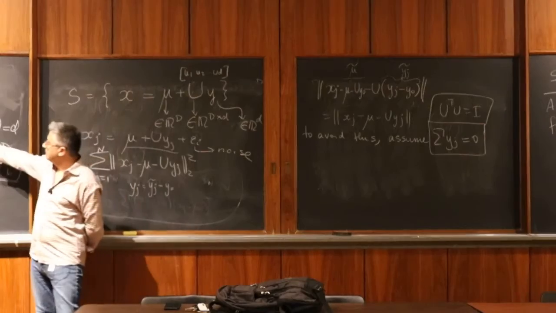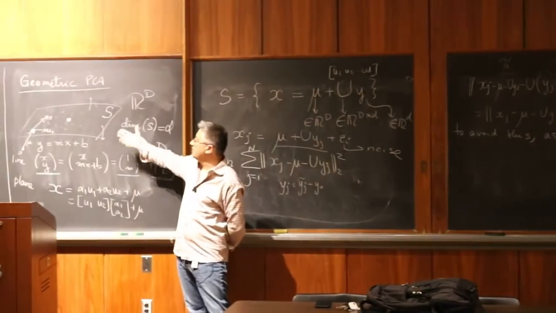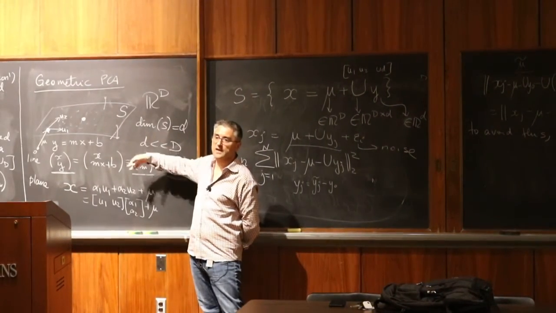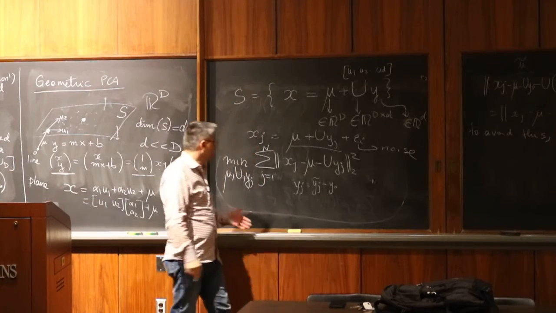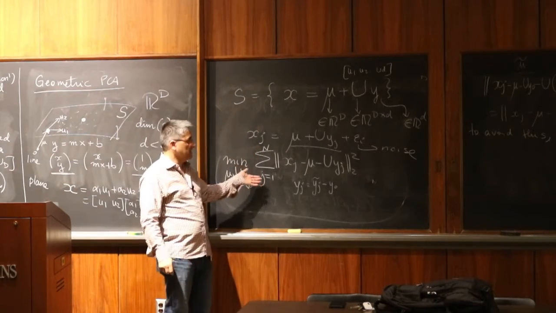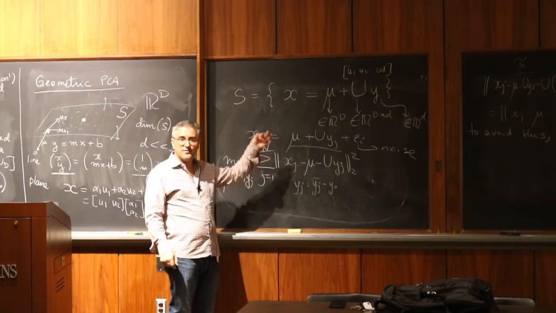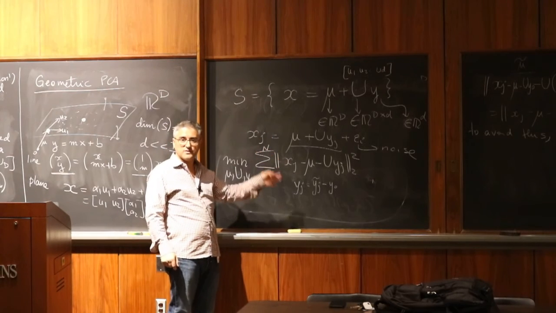We are given data. We assume that it can be well approximated by a subspace. And we want to find the best subspace that fits the data. We're going to do that by minimizing the sum of the squares of the errors, the sum of the squares of the distance from the points to the subspace.